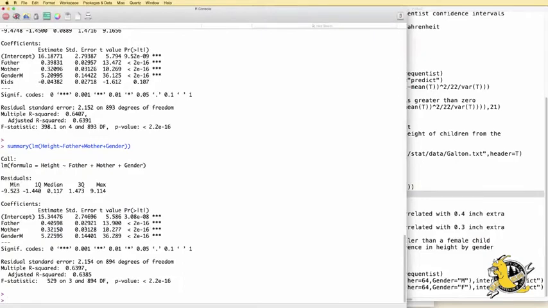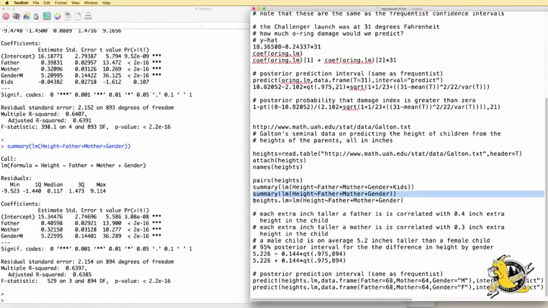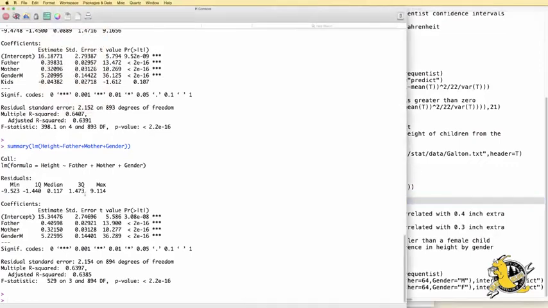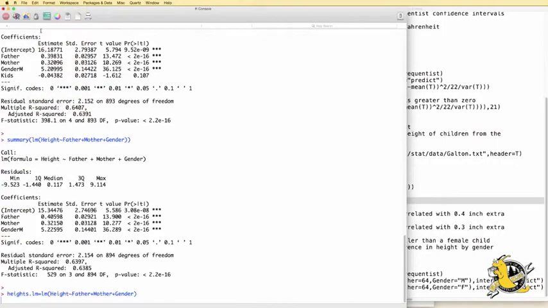Here we can see that all these variables now have strong effects. There's not much change in fit. If we look at our R-square, it's roughly 0.64 and roughly 0.64. And so this is a better model for us to use. So we'll stick with this regression model where we're predicting height of the child as a function of height of the father, height of the mother, and gender of the child.